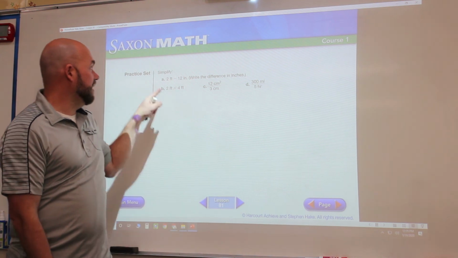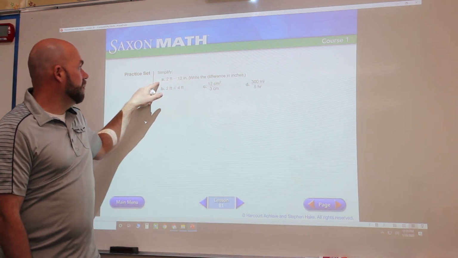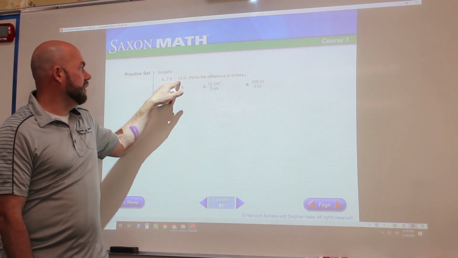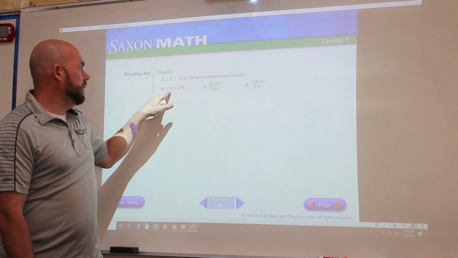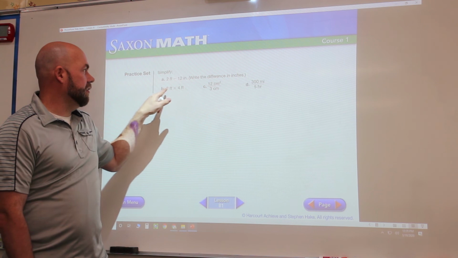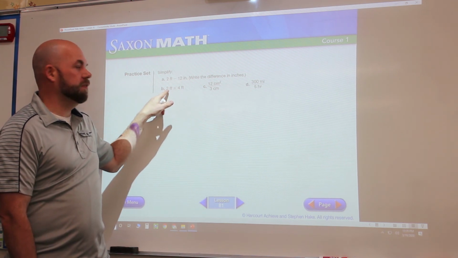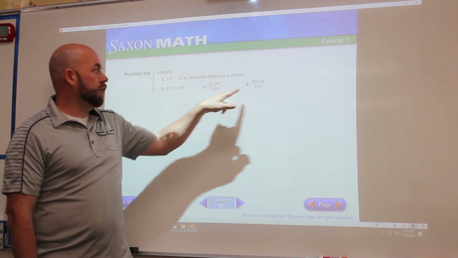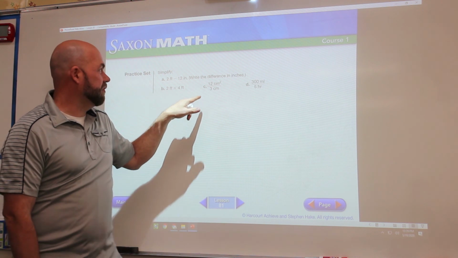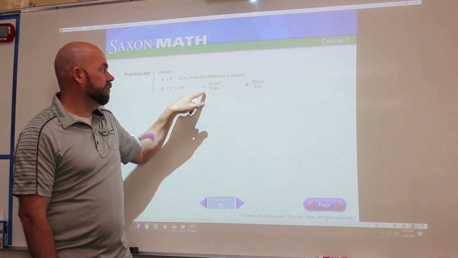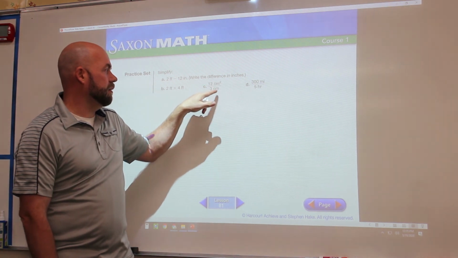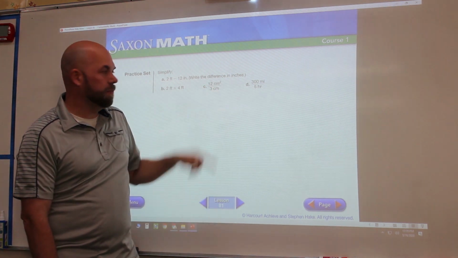You have your practice set here if you want to try these. It just says simplify on A, 2 feet minus 12 inches. You're going to have to convert those. On B, 2 feet times 4 feet. So remember, just multiply 2 times 4 and feet times feet. Then the trickier ones that we haven't spent as much time with, 12 centimeters squared divided by 3 centimeters. 12 divided by 3 is 4. Centimeters squared divided by centimeters just leaves centimeters, so it's 4 centimeters.